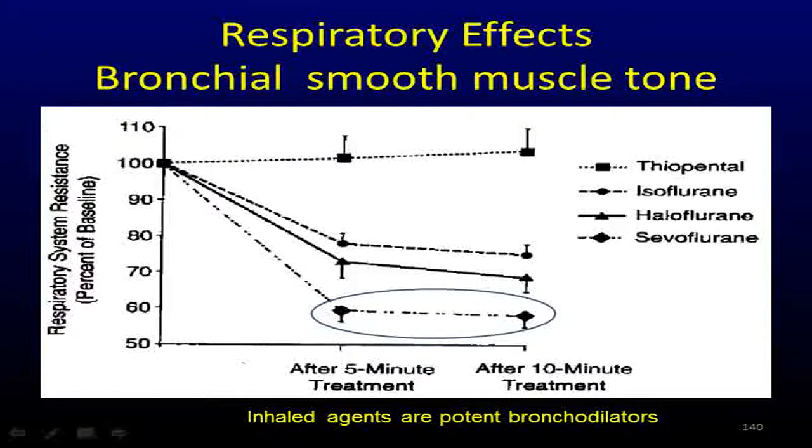True or false? All inhaled anesthetics, desflurane, sevoflurane, and isoflurane, are bronchodilators. It's true. They all are very good bronchodilators. Sevoflurane seems to be the best at accomplishing bronchodilation. So what is sevoflurane setting itself up as? A very good inhaled anesthetic for induction. It's sweet, and it decreases respiratory vascular resistance.